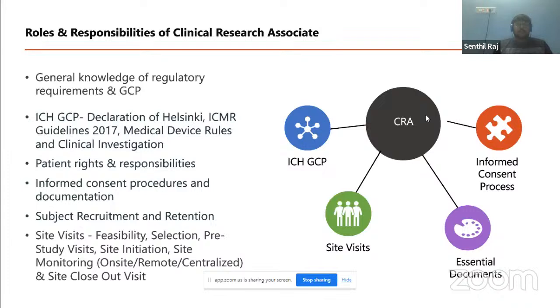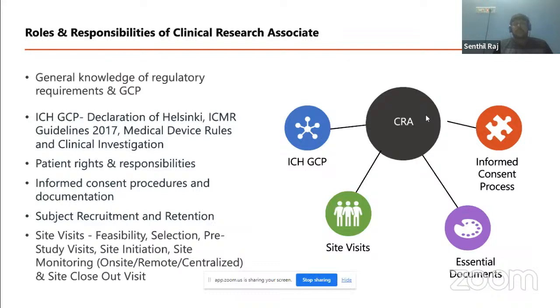So they will just establish a good relationship with the site. The CRA role will be like, they will go to the site and assess how much data they are able to get. I mean, how many patients or subjects they are able to enroll from this particular site, and how this can be utilized for the research. So they will do the site selection and feasibility.